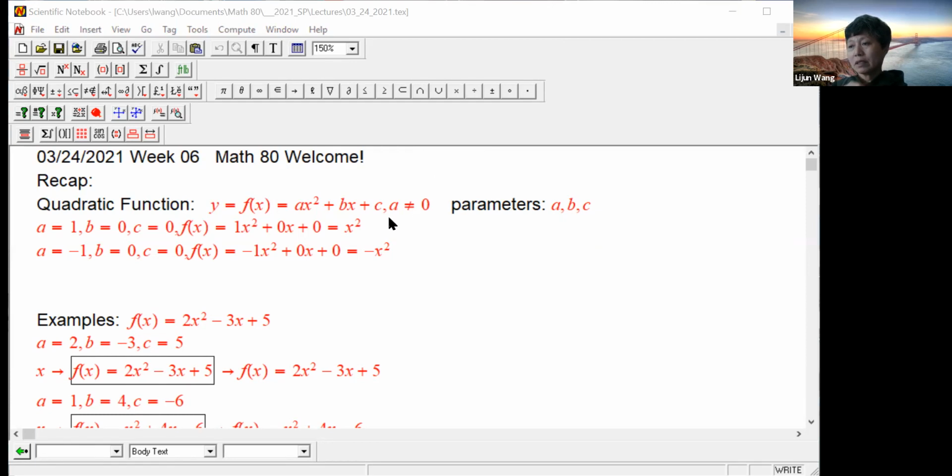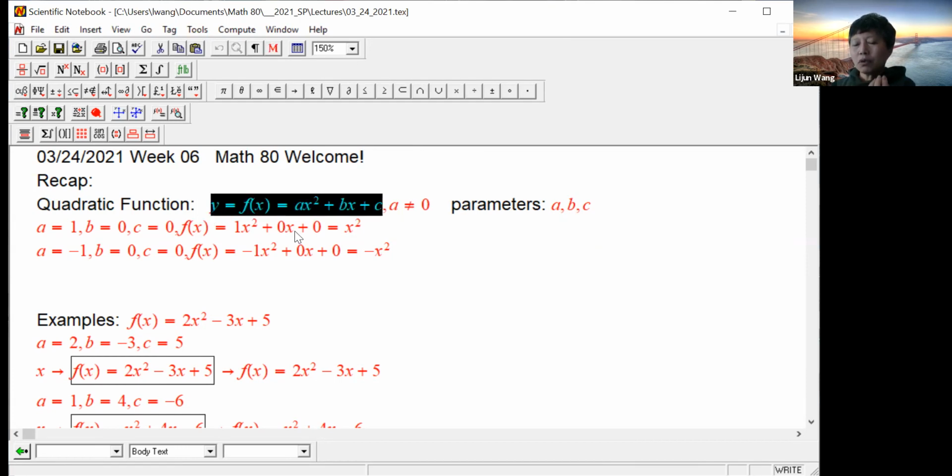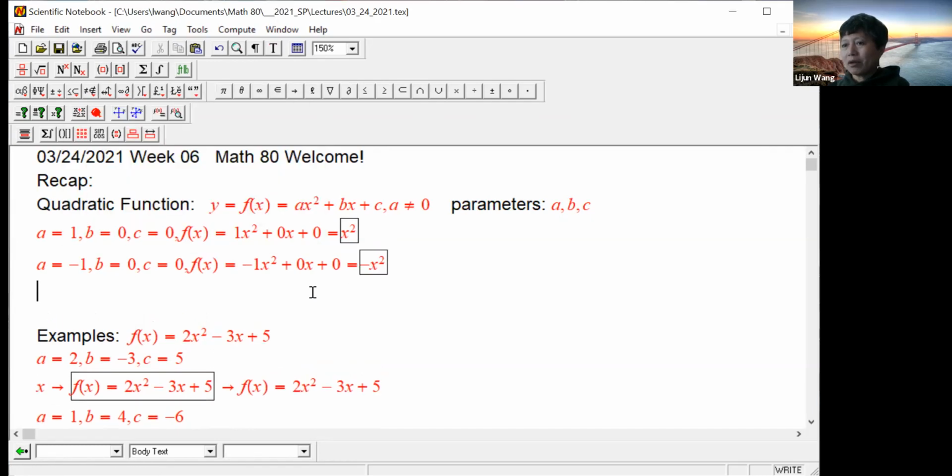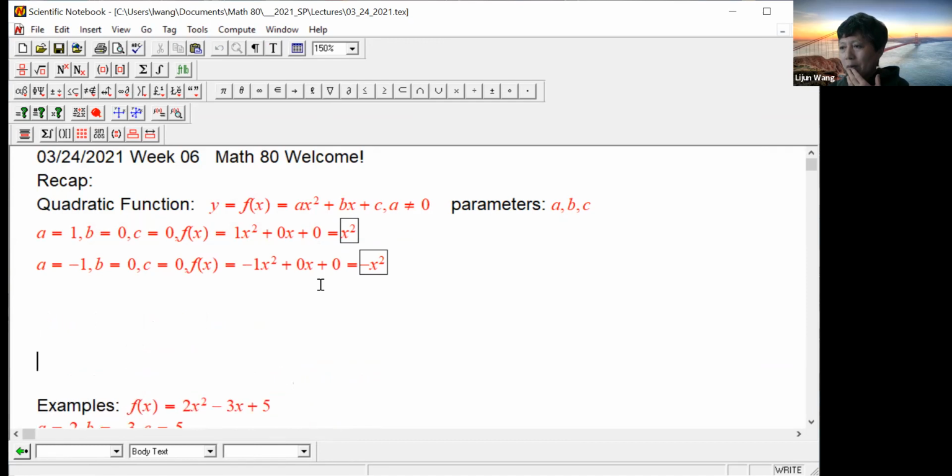Okay, so we continue the topics we had last time. This quadratic formula may look kind of complicated, but it really represents a general form of all of these other quadratics we have studied. So here we go. We got an x squared. If we assign A, B, C with specific values, we get x squared. And we saw negative x squared, and we know the graph. And what else do we know?